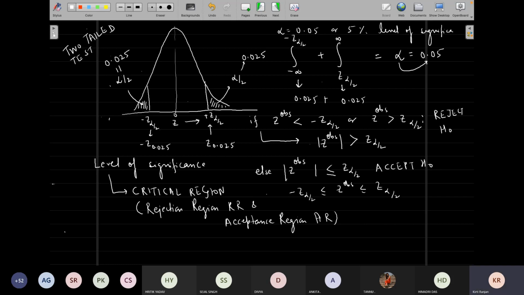Now the same test, of course, can be understood in a better way if you write it in terms of X bar. We know that X bar also follows a normal distribution; basically Z we have built from that. So can somebody remind me what will be the critical region if I want to write the same in terms of X bar?